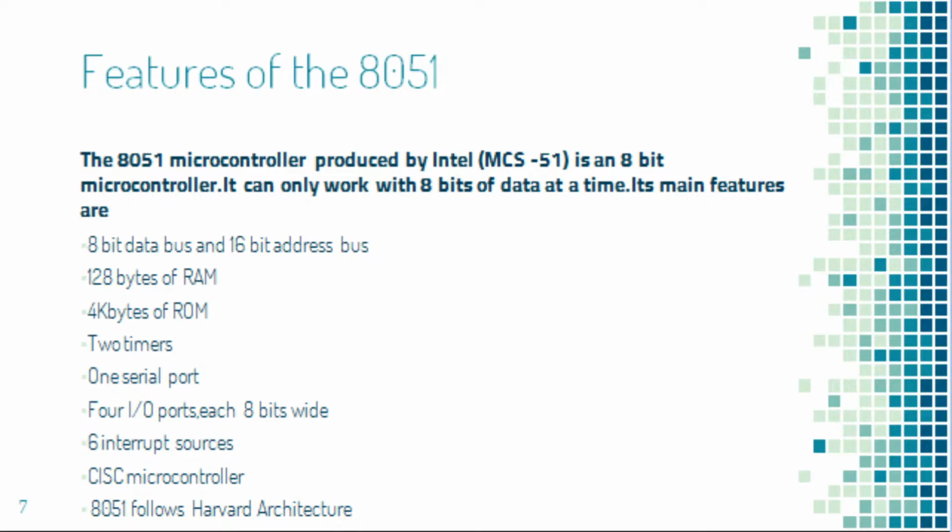The key features of the 8051 are: it has an 8-bit data bus and 16-bit address bus, 128 bytes of RAM, 4 kilobytes of ROM, 2 timers, 1 serial port, 4 input-output ports, each 8 bits wide, and 6 interrupt sources. The 8051 is a CISC microcontroller and it follows Harvard architecture.